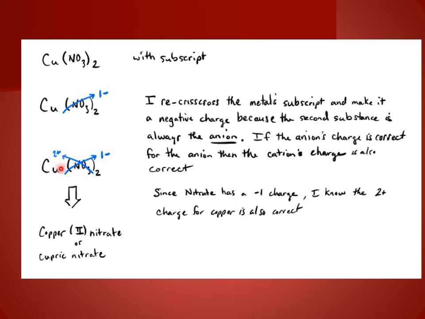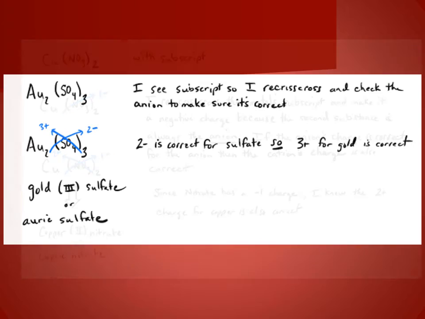Now I can name it. Copper, Roman numeral 2 in parentheses, nitrate, so copper 2 nitrate, or in Latin, cupric nitrate. And that's how that works. Let's check out one more example before we move on. Okay, actually there may be 2 examples to be honest with you.